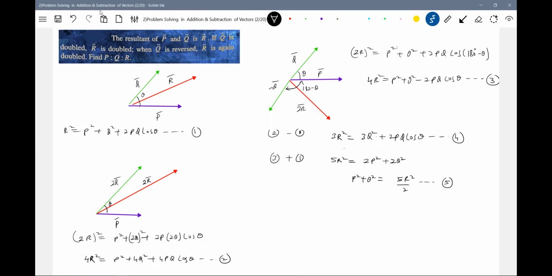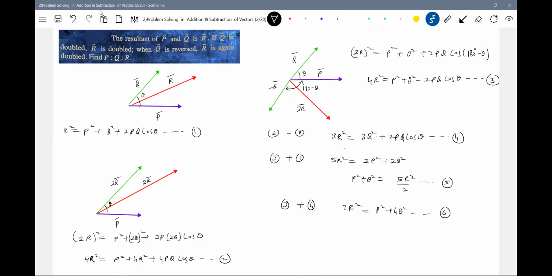Three and 4, let me add up. Again, I'll go for 3 and 4, equation 3 plus equation 4. 7R square equal to P square plus 4Q square. Equation 6, I'll write it.